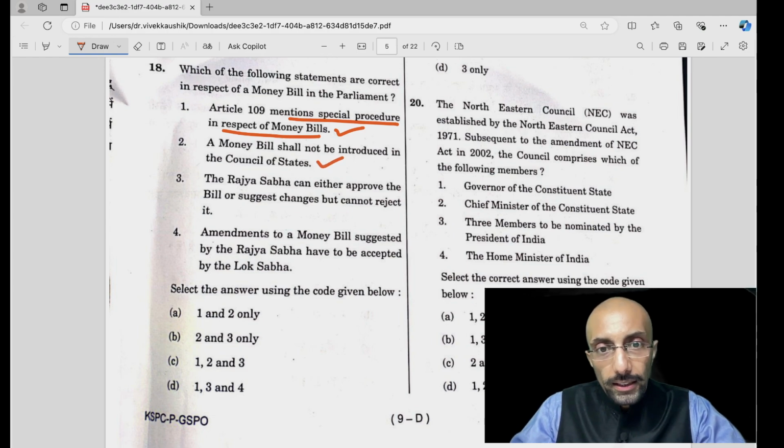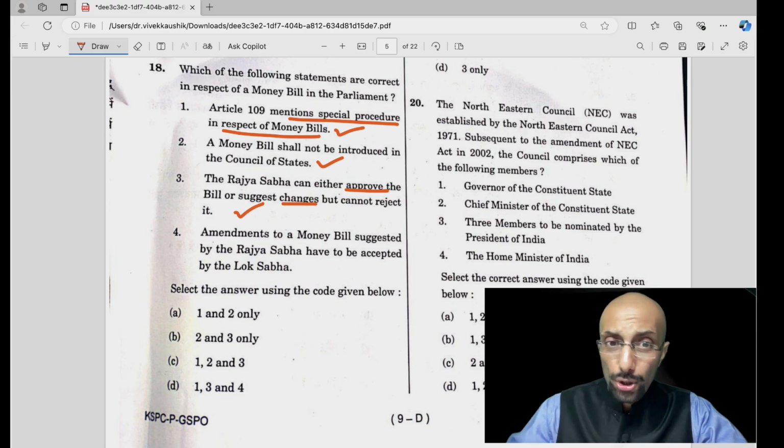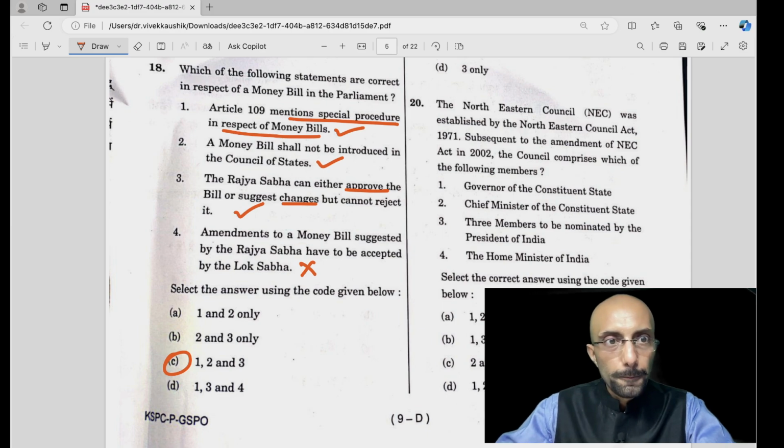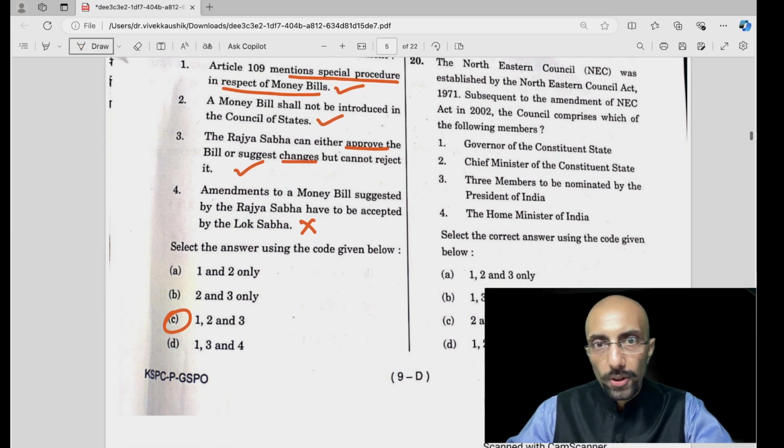The Rajya Sabha can either approve the money bill or suggest changes but cannot reject it. This is also correct. Amendments to a money bill suggested by the Rajya Sabha have to be accepted by Lok Sabha. No, this is wrong. So, the answer will be C, 1, 2 and 3.